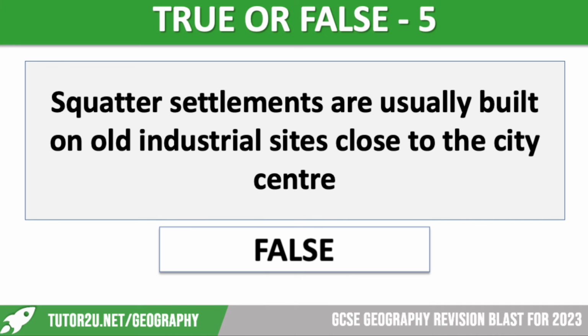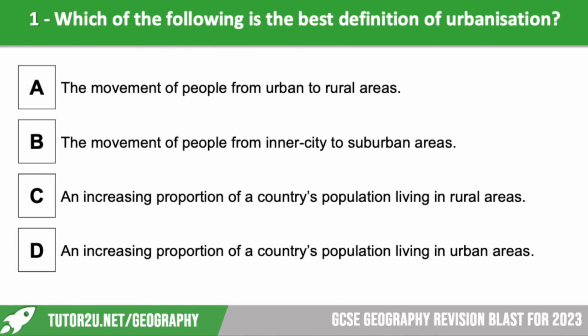And in some cases where that has happened, the local governments have bulldozed those sites and tried to force people out. Right, our last activity is multiple choice questions. So we have got a number of these questions for you to work through. The first one is, which of the following is the best definition of urbanisation? A, the movement of people from urban to rural areas. B, the movement of people from inner city to suburban areas. C, an increasing proportion of a country's population living in rural areas. And D, an increasing proportion of a country's population living in urban areas.